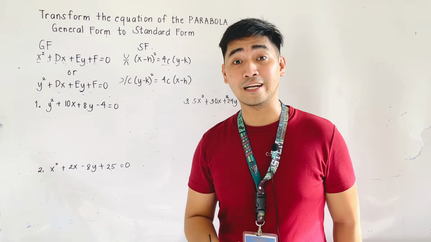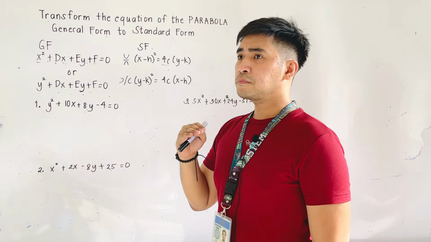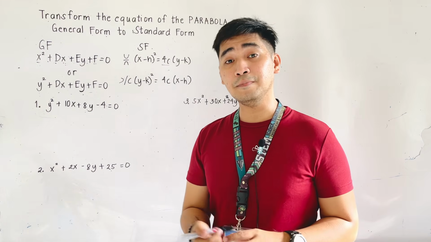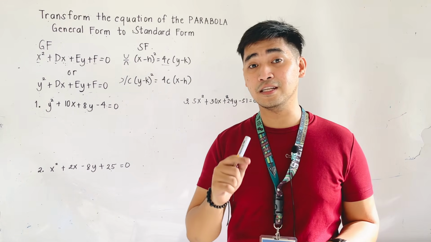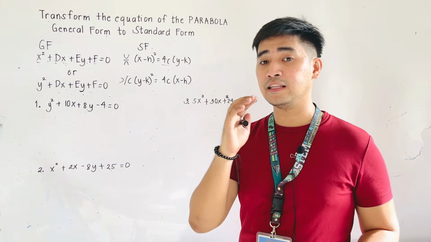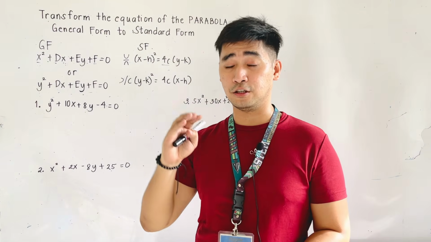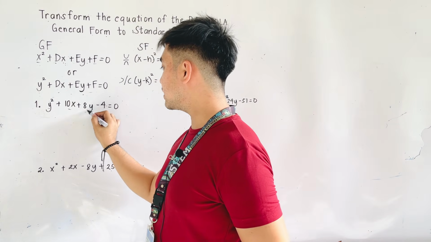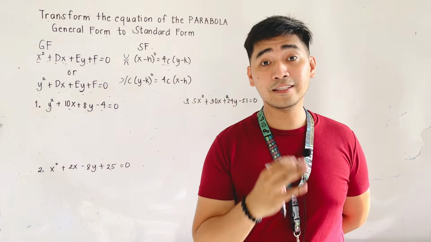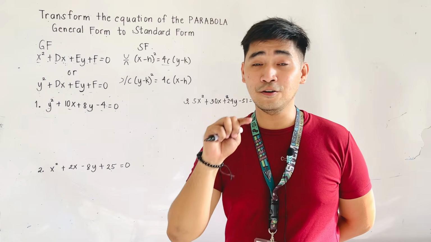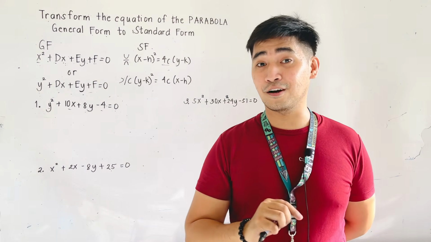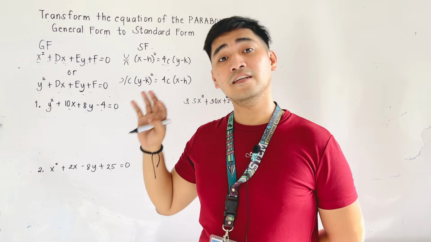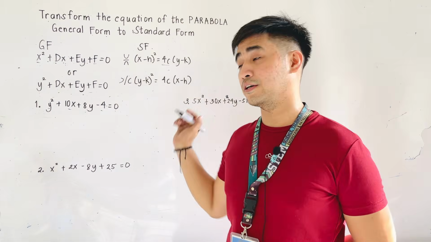So we're now ready to transform. Again, if we are given x squared, we will only be completing the variables in terms of x, and not the variables in terms of y. So we are given here y squared plus 10x plus 8y minus 4 is equal to 0. What can we say about the equation? We will only be completing the square in terms of y. So we will gather all y to the left side and gather all x and the constant to the right side.